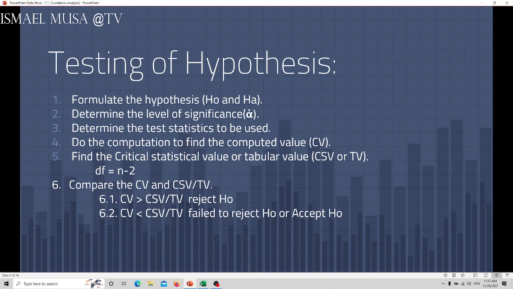Okay. So we have the following as decision points. 6.1: if the computed value is greater than the critical statistical value or tabular value, we reject H0. If CV is less than CSV or TV, you say fail to reject H0, or the other way of saying it, we accept H0. Okay? I hope you follow, class.